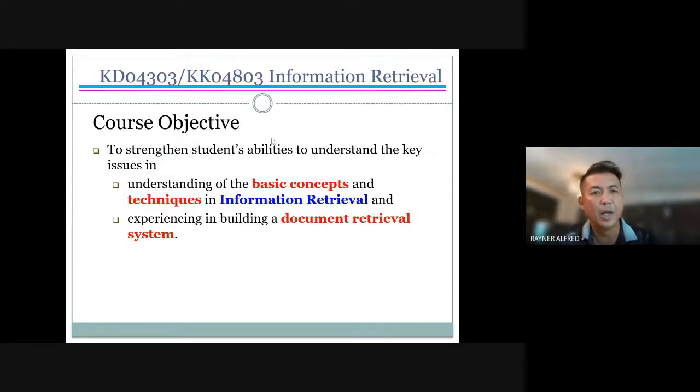Okay. So the course objective is to provide understanding of the basic concept and technique used for information retrieval. So we will learn some of the concept and technique used for information retrieval. And also at the end of the course, you should be able to build a document retrieval system in which you can retrieve based on your query.